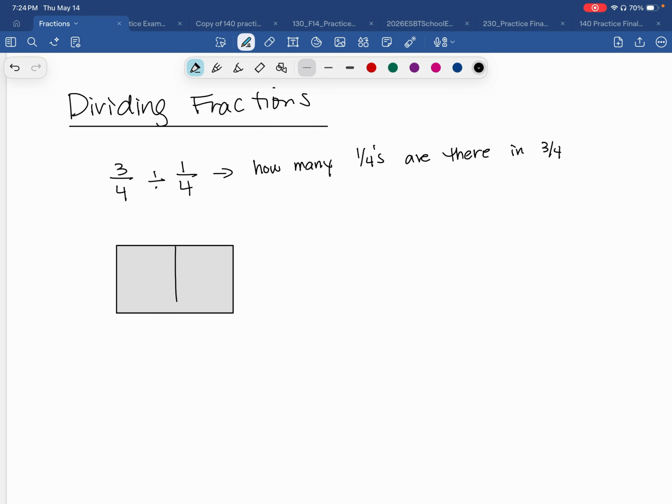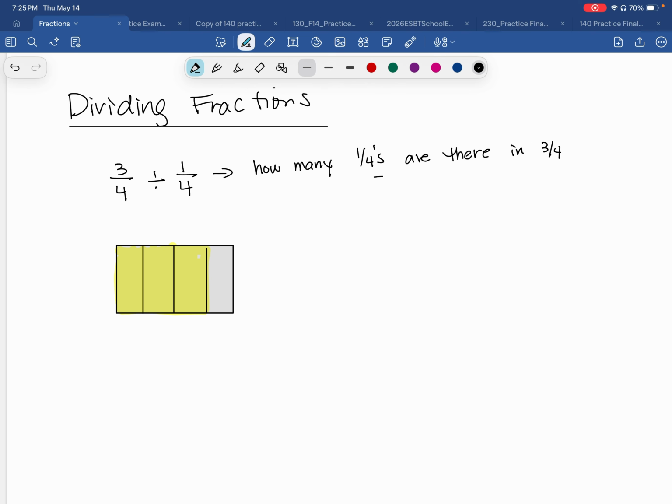All right. And so we're going to start by taking our box and dividing it into fourths vertically, like we usually do. And I'm going to shade my 3/4. 3/4. There they are. All right. Now, the question becomes how many 1/4s are there? So right now, our whole is the entire rectangle to get our 3/4. But now I want to know how many 1/4s are there.